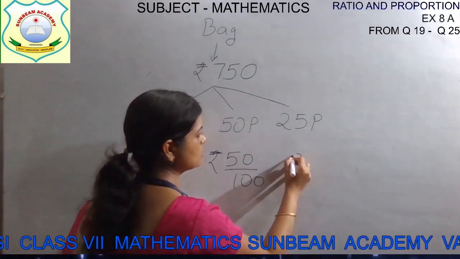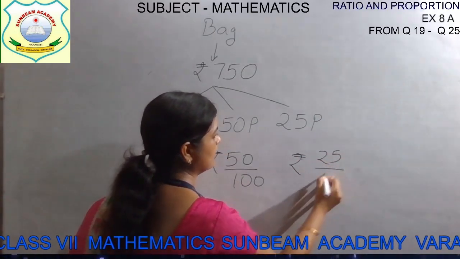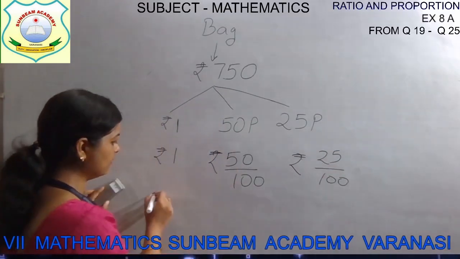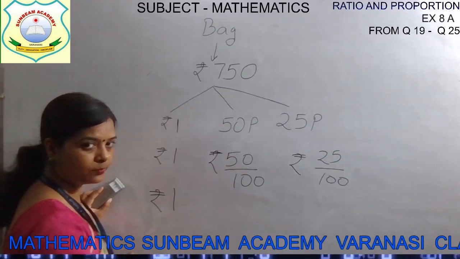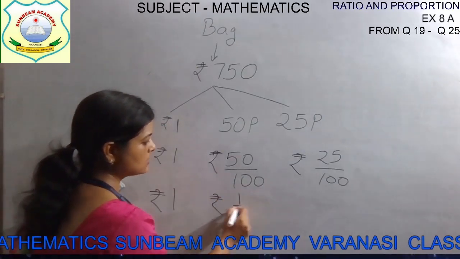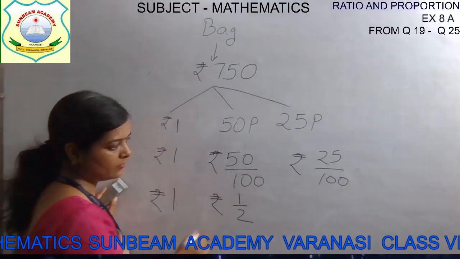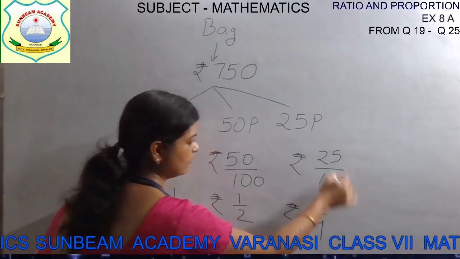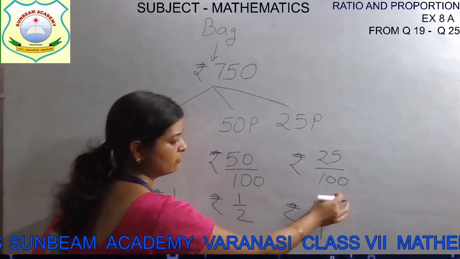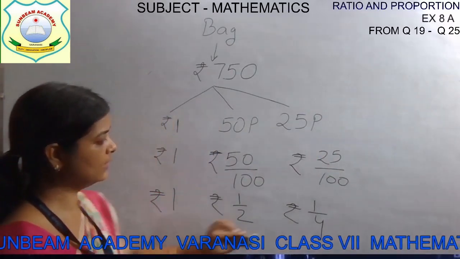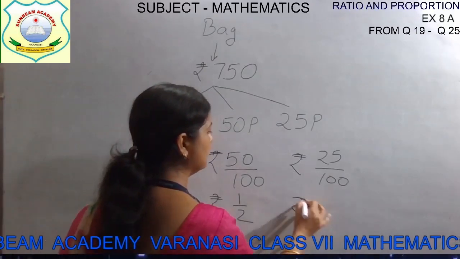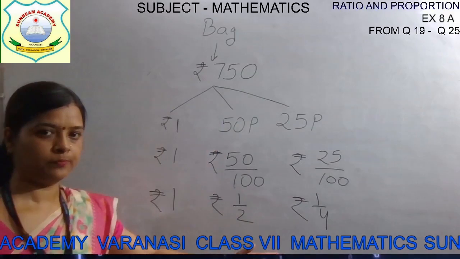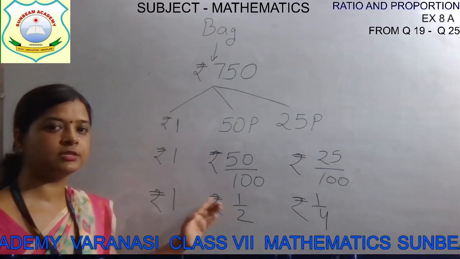And 25 paisa is how much? 25 upon 100 rupees. So once you convert it, it is in rupees. Write it: rupees 1. It will be half rupee, 1 by 2, since 50 paisa is half a rupee, isn't it? And it will be 1 by 4, simplifying 25 upon 100 by 25. So that's why we have converted the denominations into the same unit. All are in rupees now. And now we will multiply with the ratio.